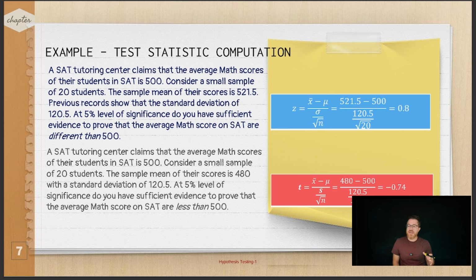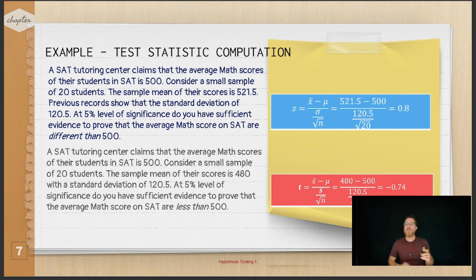So the first example says, an SAT tutoring center claims that the average math score of their students on the SAT is 500. Consider a small sample of 20 students. The sample mean of their scores is 521.5. Previous records show that the standard deviation is 120.5. At the 5% level of significance, do we have sufficient evidence to prove that the average math score on the SAT is different? So a couple of things here.